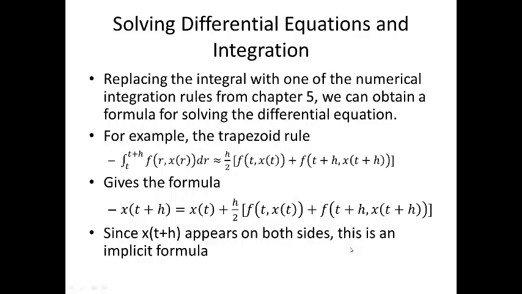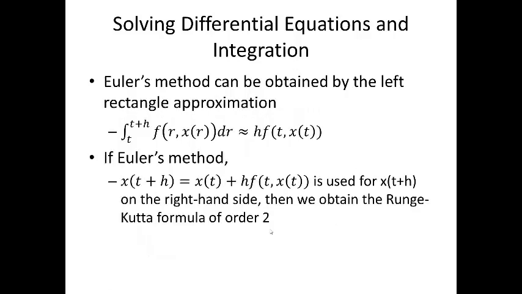Replacing the integral with one of the integration rules from Chapter 5, we can obtain a formula for solving differential equations. For example, the trapezoid rule will give us one formula, and in that one, since x of t plus h appears on both sides, this is actually an implicit formula. Euler's method can be obtained by the left rectangular approximation.